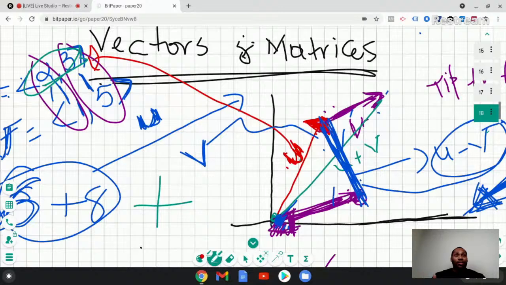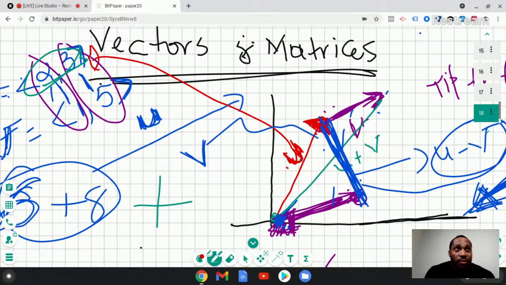The two ways that we talked about to do operations on them: you can add the corresponding terms if you are adding two vectors, or you can set them up tip to tail, and that makes you able to add the vectors together.